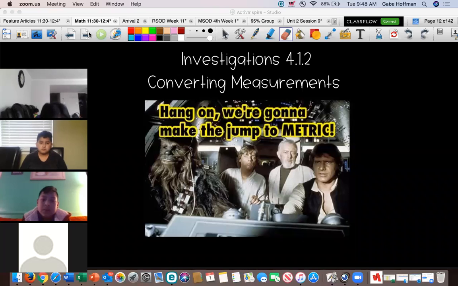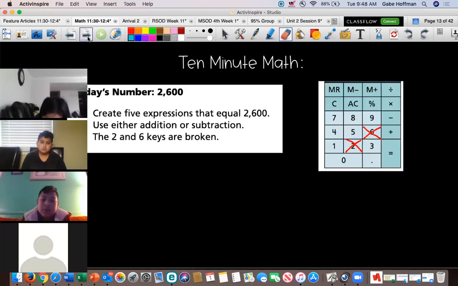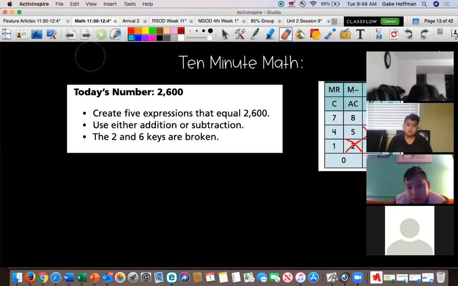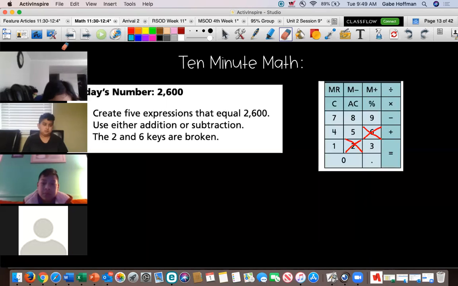Before we jump into all the converting and everything, I'm going to give you 2 minutes for 10-minute math, and we're going to work on finding expressions. All right. So today's number is 2,600. And in today's number, you're going to create 5 expressions that equal 2,600. You can see the 2 rules. You can use either addition or subtraction, or you can combine them, but you can't use 2 or 6. So 2 and 6 keys are broken on your calculator.